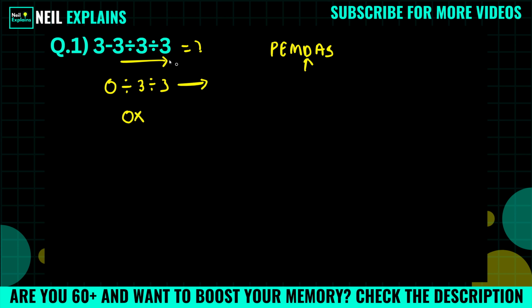We have to solve this part, 3 divided by 3, first. We will write again 3 minus 3 divided by 3 divided by 3. First we will solve 3 divided by 3, which equals 1. Our question will be 3 minus 1 divided by 3. Again, there is nothing but 3 minus 1 divided by 3, just like that.